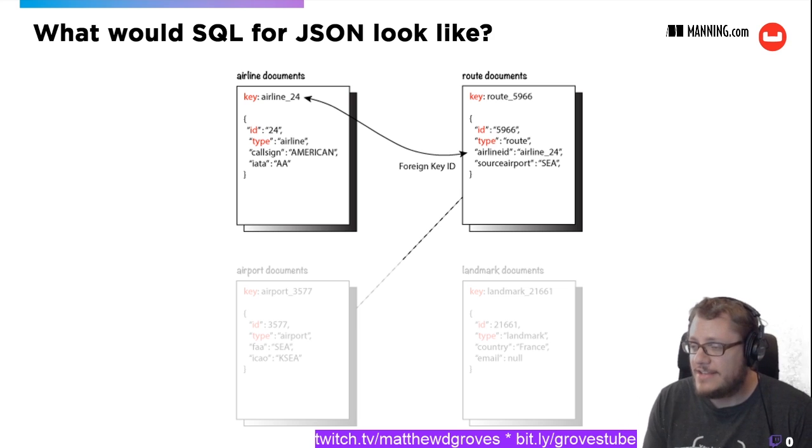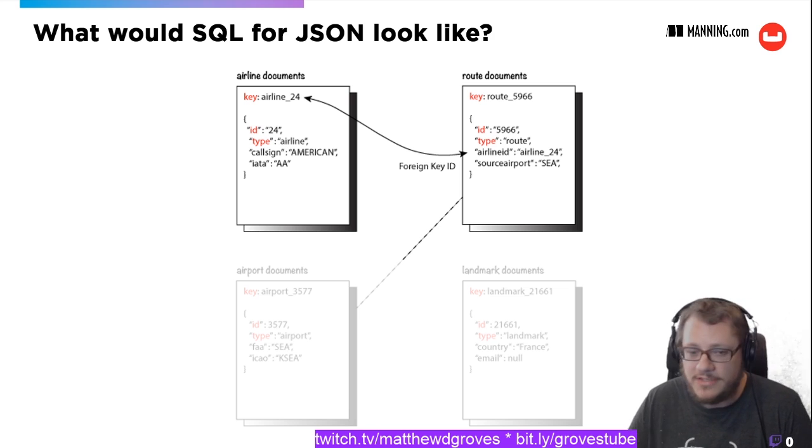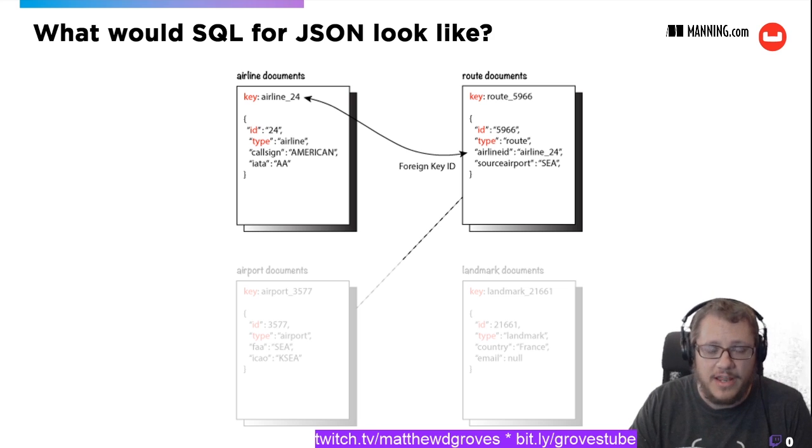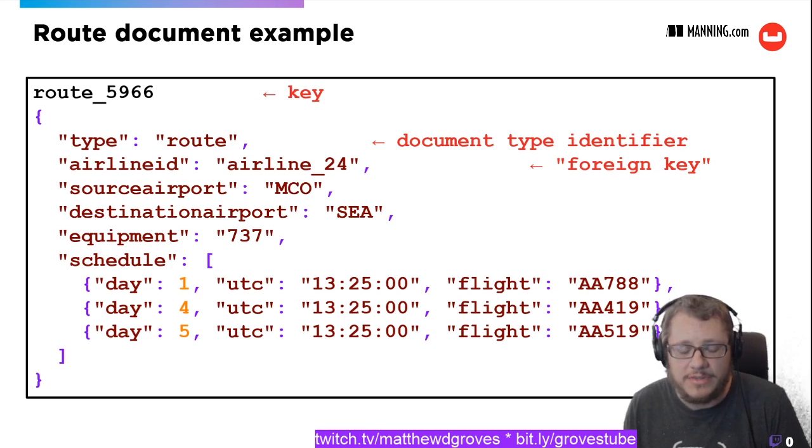So this is actually a data set that ships with Couchbase. This is why I'm using this as an example. It has airlines, routes, airports and landmarks. We're just going to look at airlines and routes today. So let's zoom into a route document. There's lots of route documents, but here is one of them.